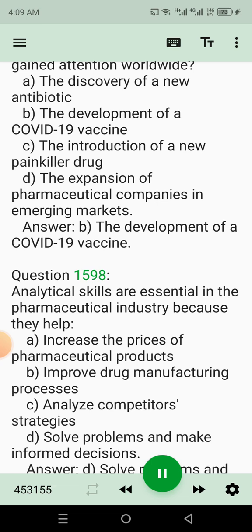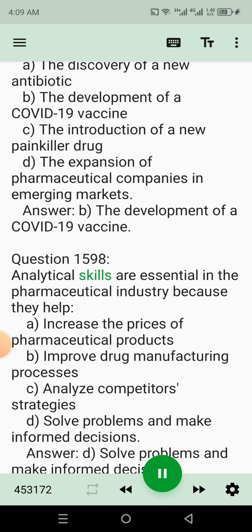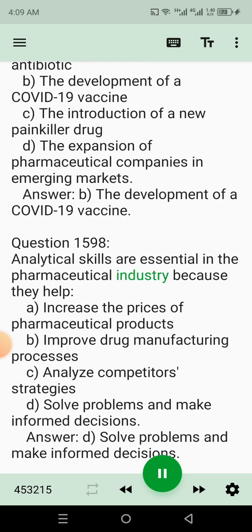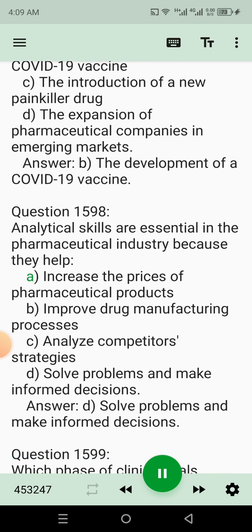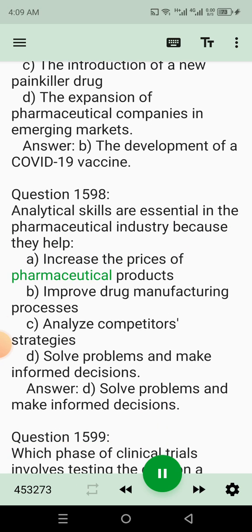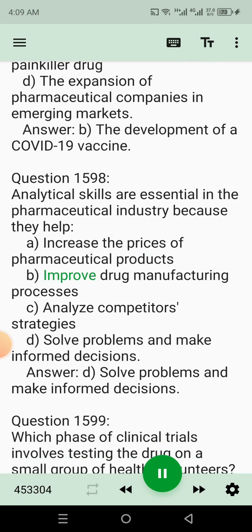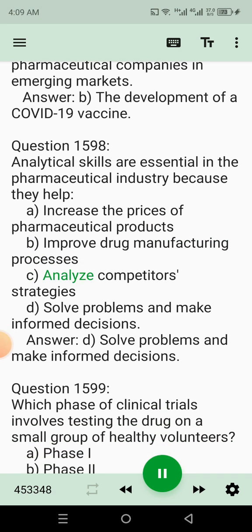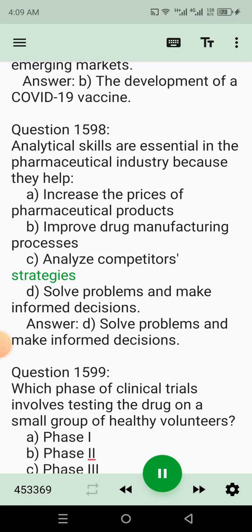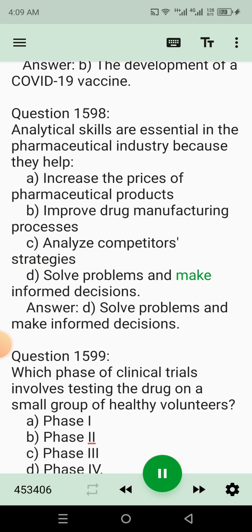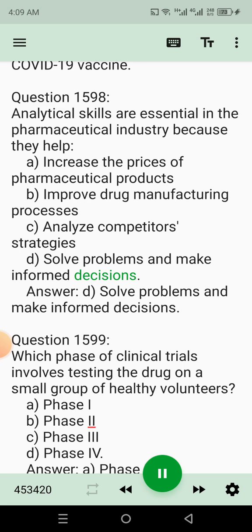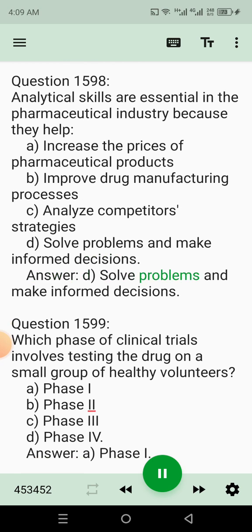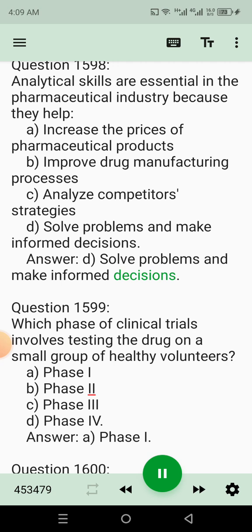Question 1598. Analytical skills are essential in the pharmaceutical industry because they help: A. Increase the prices of pharmaceutical products. B. Improve drug manufacturing processes. C. Analyze competitors' strategies. D. Solve problems and make informed decisions. Answer: D. Solve problems and make informed decisions.